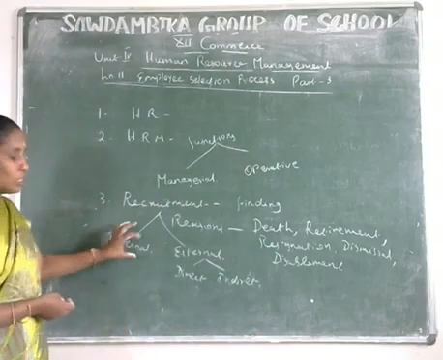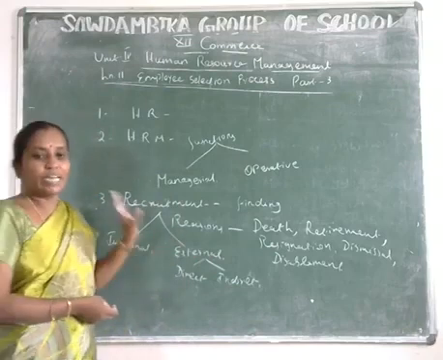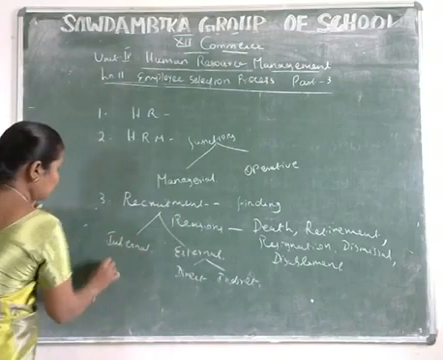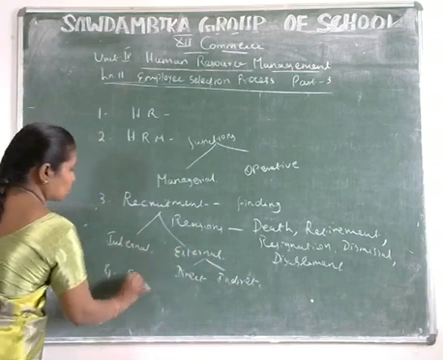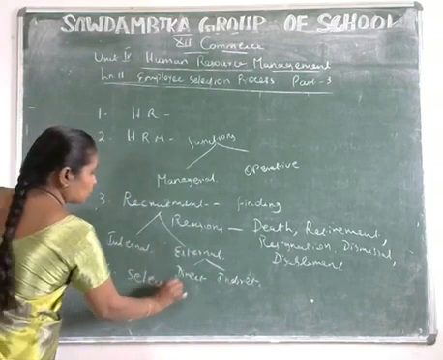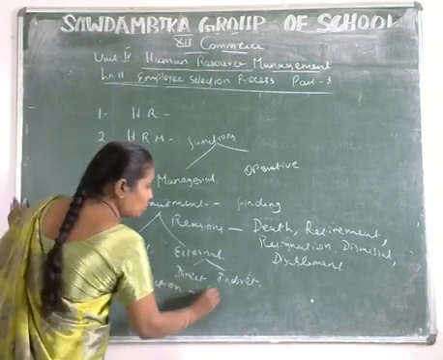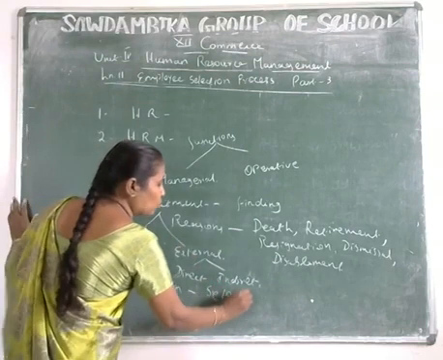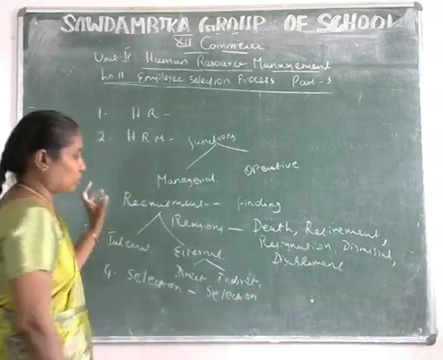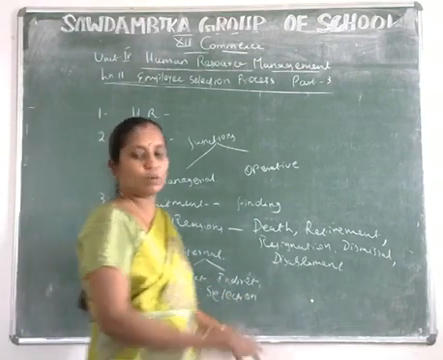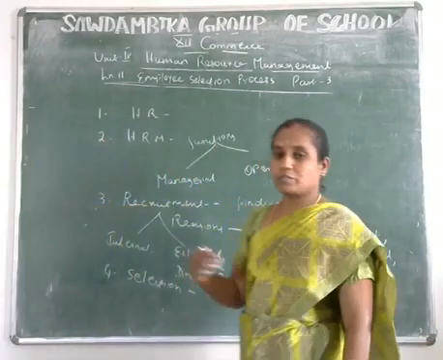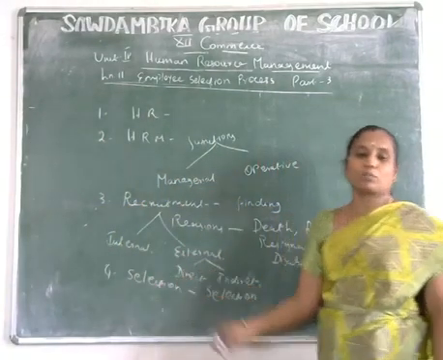Two kinds of sources: internal sources and external sources. And then the next one is selection. Selection means selecting suitable candidates for the various posts in the organization. In the selection process, there are different steps in employee selection.